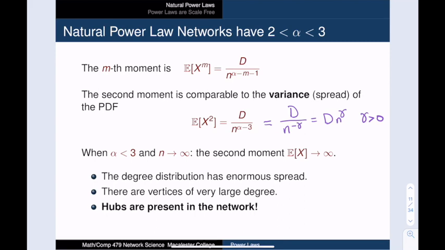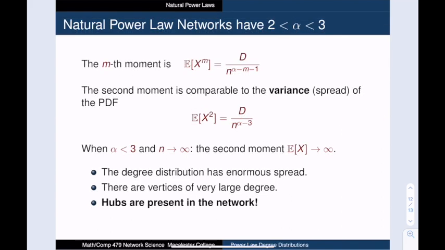These two observations about the first and second moment explain why the natural power law sweet spot between 2 and 3 makes sense for real-world networks. Alpha being greater than 2 ensures that most vertices have very low degree, and alpha being less than 3 ensures the existence of those very important hub vertices. And this ends our tale about natural power law exponents.